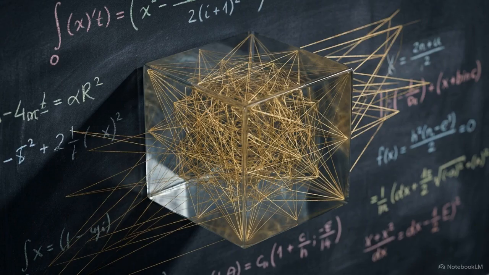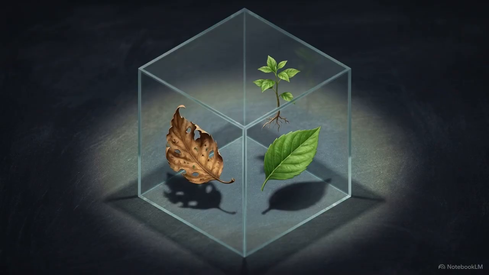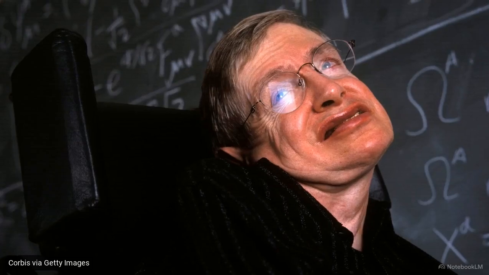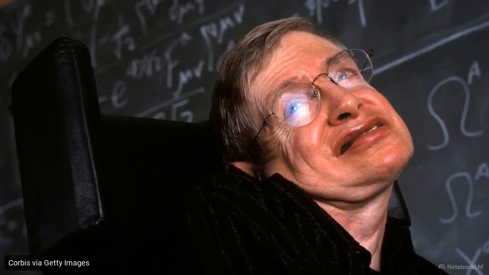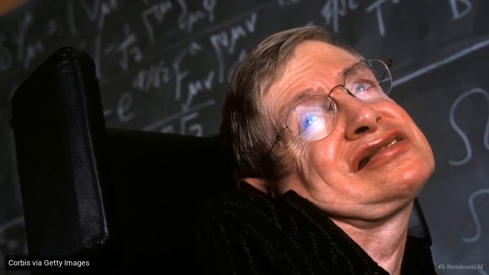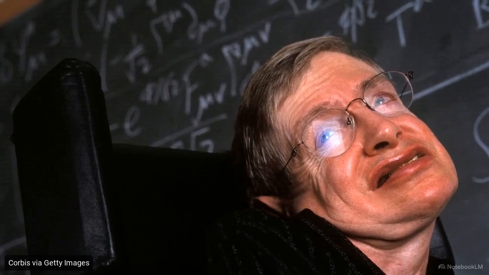These theories suggest time might not be a flowing river, but rather an emergent property of quantum entanglement, a 4D block where our consciousness moves through a static past, present, and future. Understanding these paradoxes is the goal of quantum gravity, a framework that attempts to unite the physics of the very large with the very small.